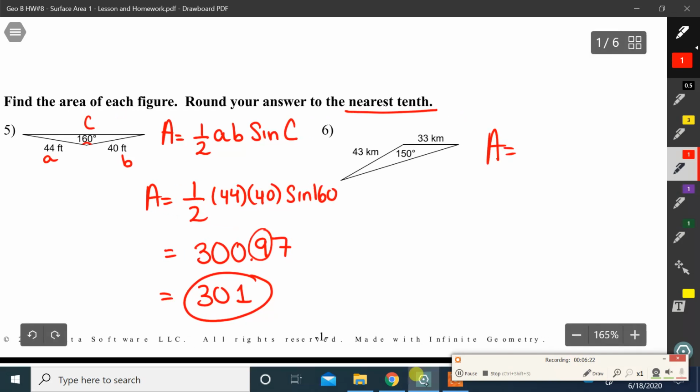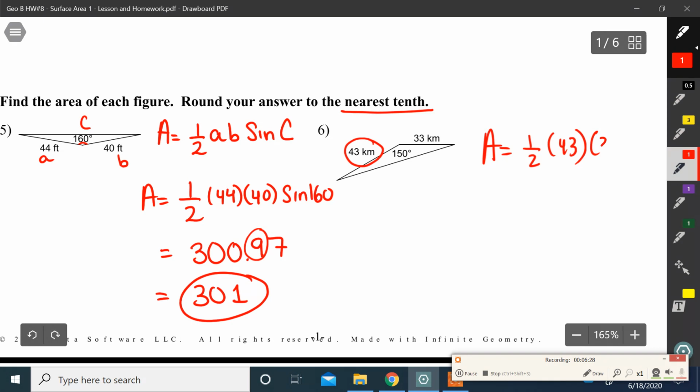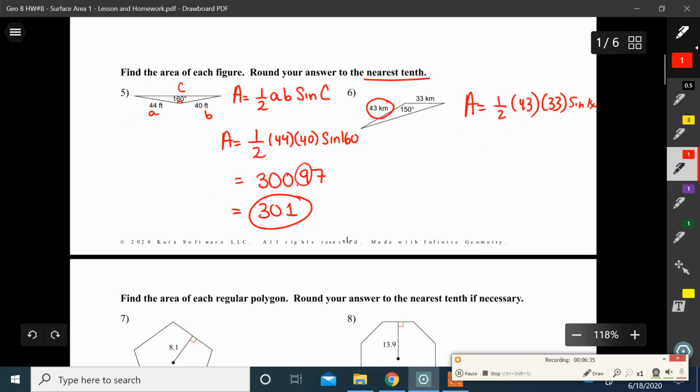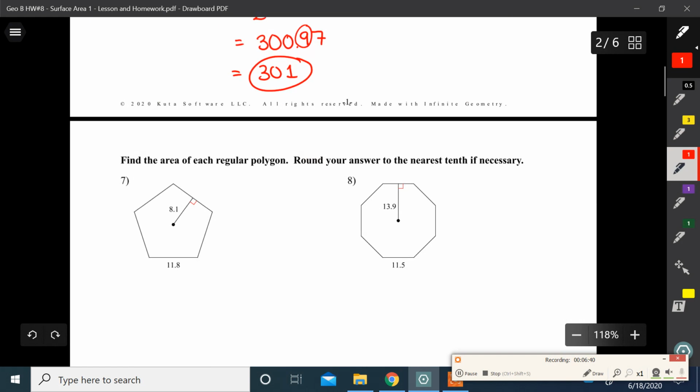Same idea with this one here. The area is going to be half times 43 times 33 times sine of 150. I almost forgot that's the one you have to do, so you finish that problem for me.